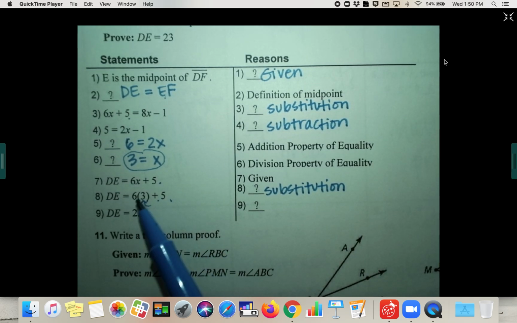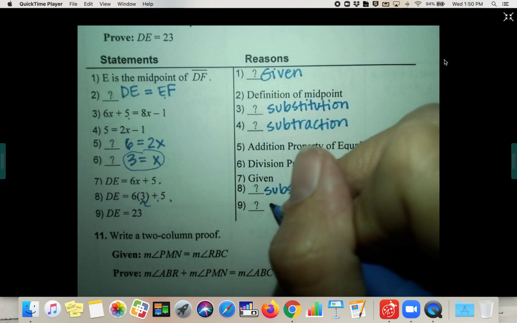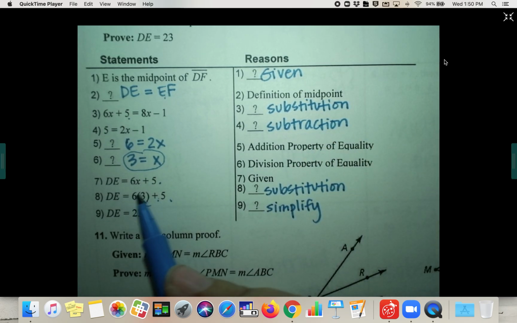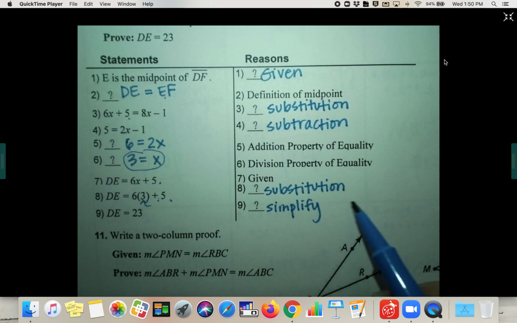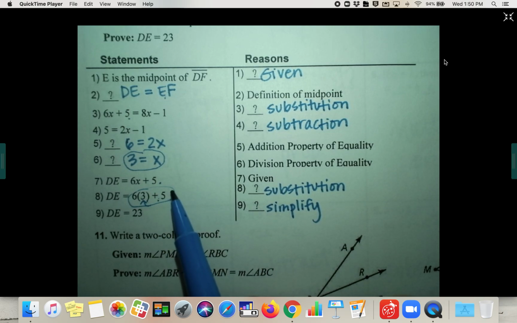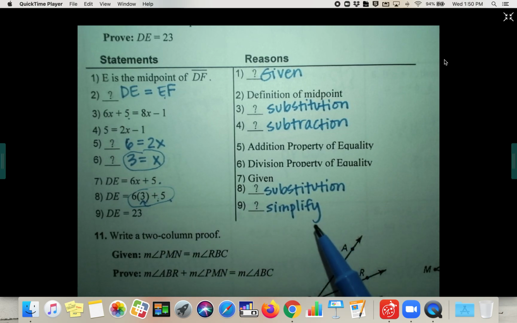And then last, after we went ahead and multiplied those and added 5, we get 23. So you can put multiply and add, or if you want to just call it all together one thing, I'm just going to say simplify. You can put multiplication and addition if you want to write them out. Or if you know it's 2 steps in one that are both just simple mathematical steps, you can just say simplify.